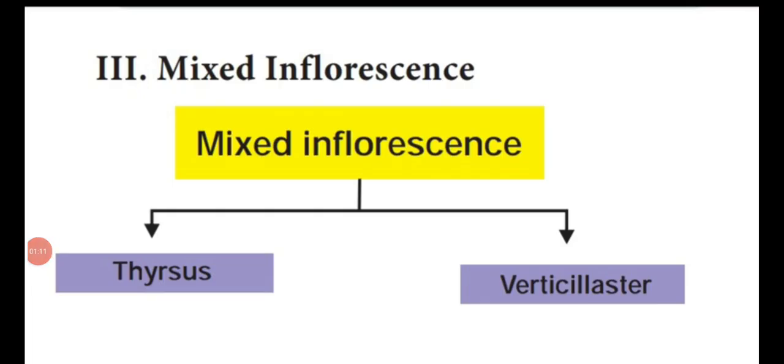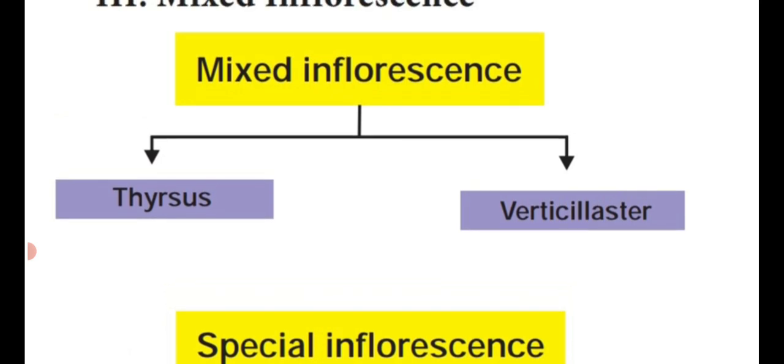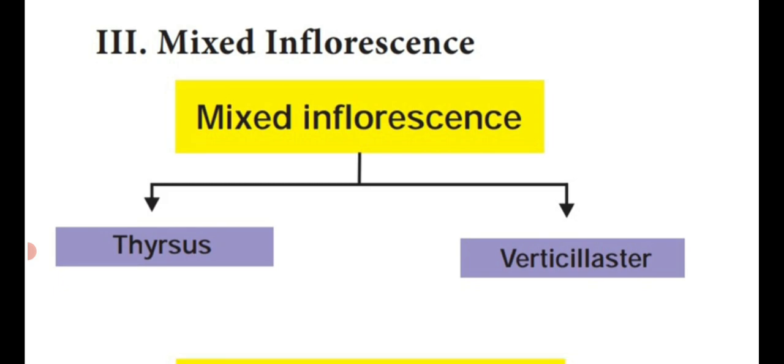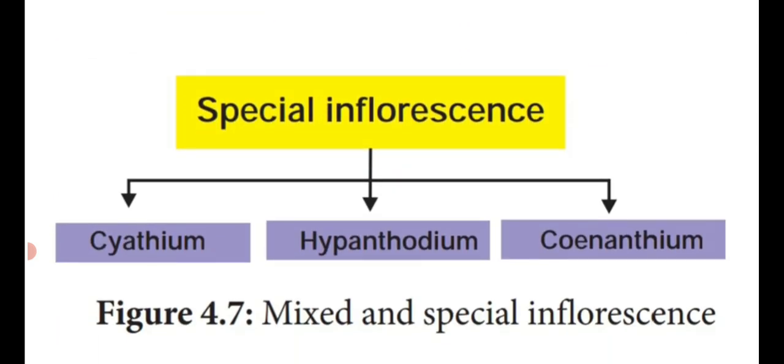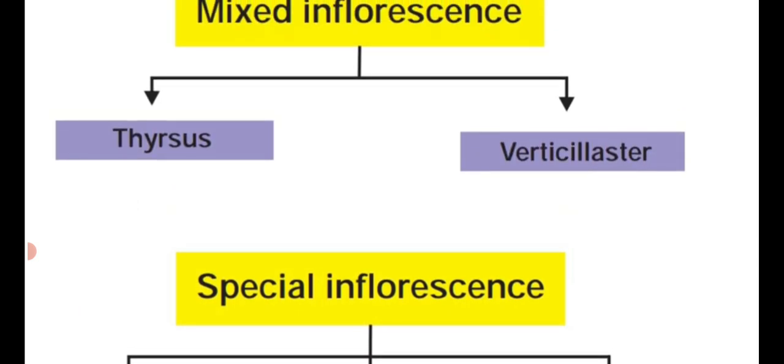Dear students, see the next type, that is mixed inflorescence. It is divided into different types. One is thyrsus, another one is the verticillaster inflorescence. Another one, special inflorescence. It is divided into three types: cyathium, hypanthodium, and syconus are the three different types of special inflorescence. Now, we are going to see different types of mixed inflorescence, that is thyrsus and verticillaster.